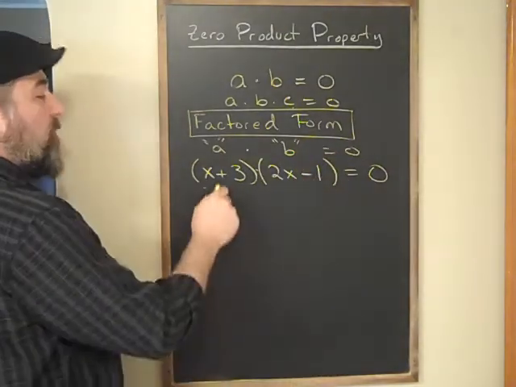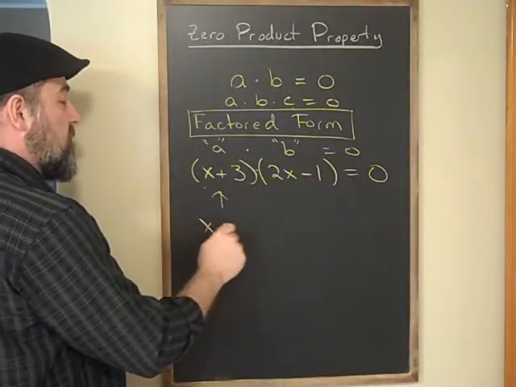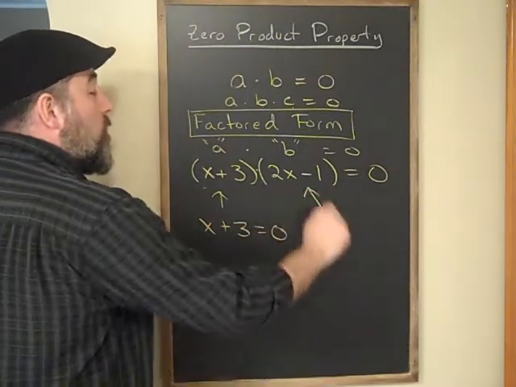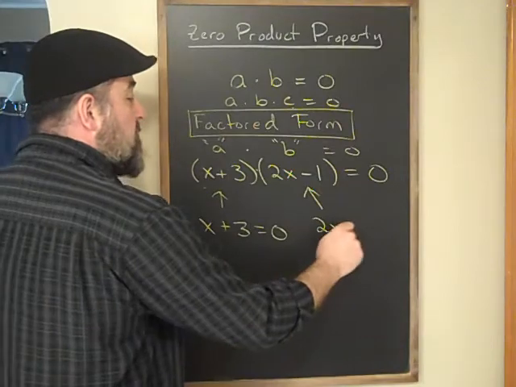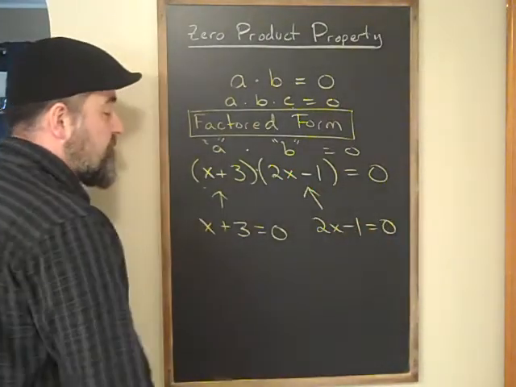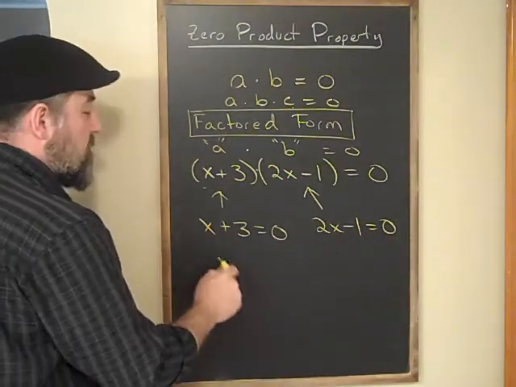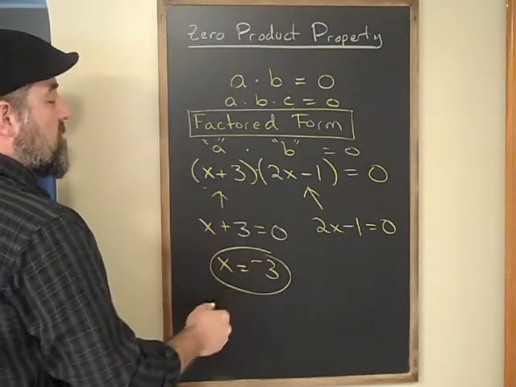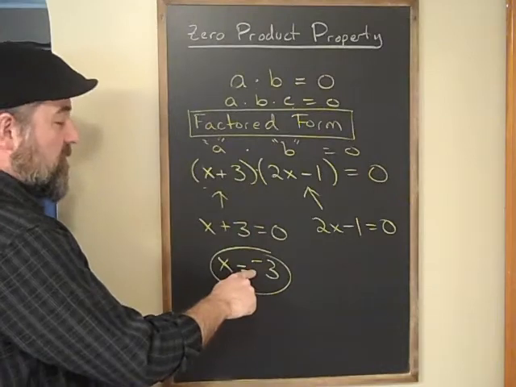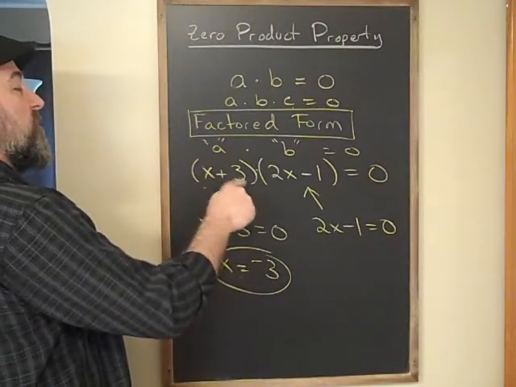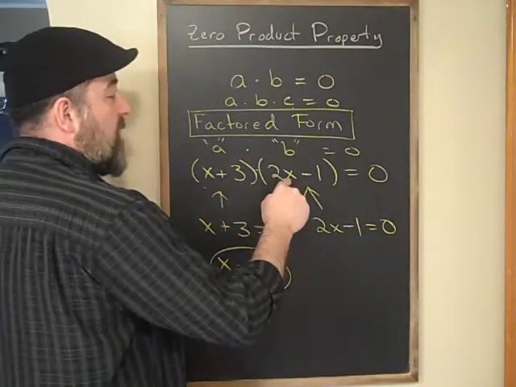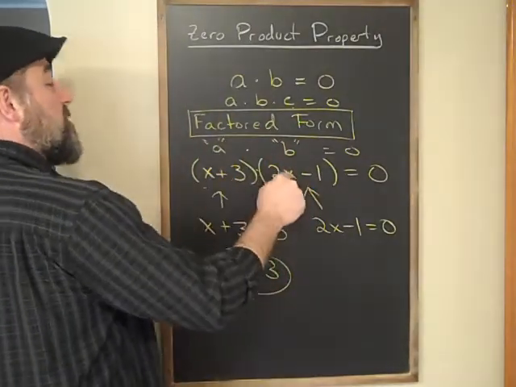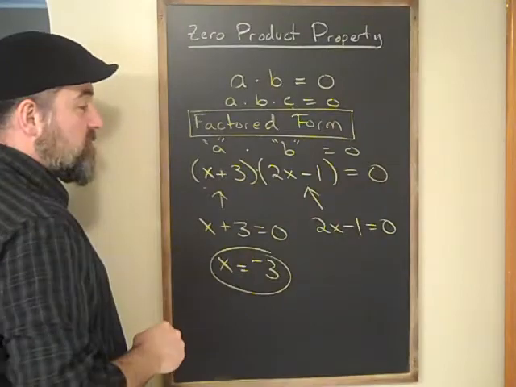So we want to figure out what makes x plus 3 be 0. What makes x plus 3 equal 0? We also want to figure out what makes 2x minus 1 be 0. And what do you add to 3 to get 0? You add negative 3. Negative 3 plus 3 is 0. So negative 3 is a solution because look, if we put negative 3 in, negative 3 plus 3 is 0. If we put negative 3 in here, it doesn't matter what that is because 0 times anything is 0. So that's one of the solutions.